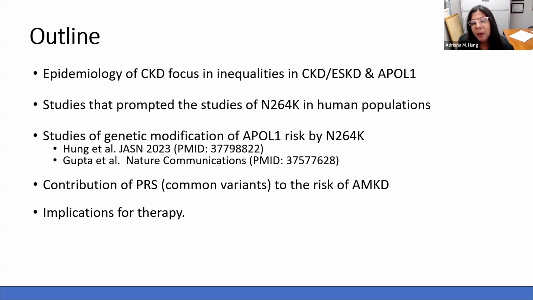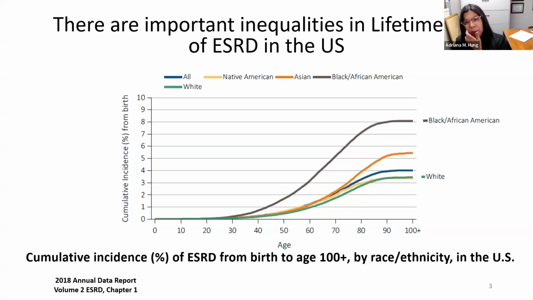And then I'll talk about the contribution of common variants into the risk of APOL1-mediated kidney disease through polygenic risk scores and other circumstances. And I will even talk about APOL1-mediated kidney disease in patients with diabetes, which does happen, and the implications for them.